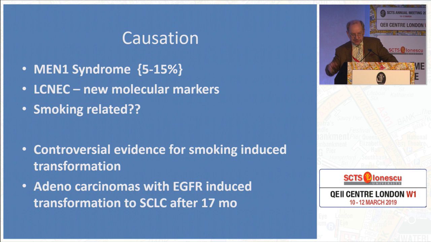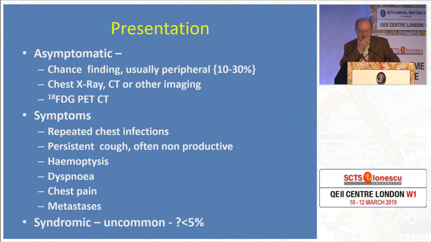And there was a recent paper just come out looking at adenocarcinomas with EGFR mutations, who go on to get this transformation to small cell lung cancers about 15 to 18 months after treatment. And that's another curious group. It's a very small number at the moment, but again, it shows there's some funny things going on. But most of these patients will be asymptomatic and a chance finding picked up on a chest x-ray or a CT or a PET for other reasons.